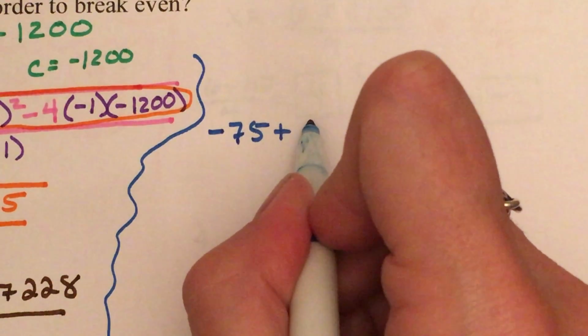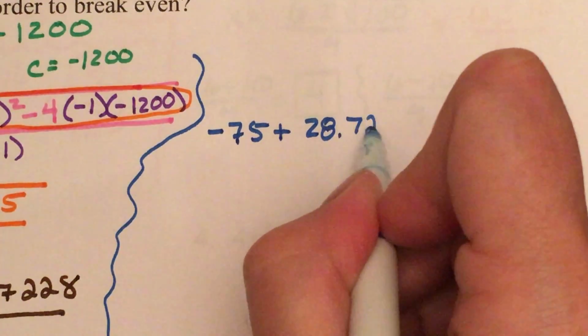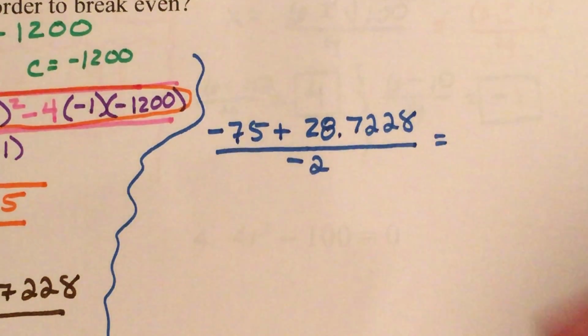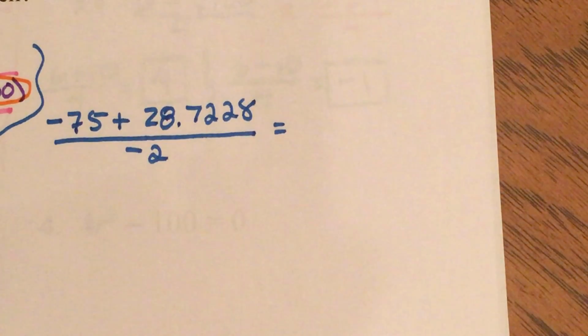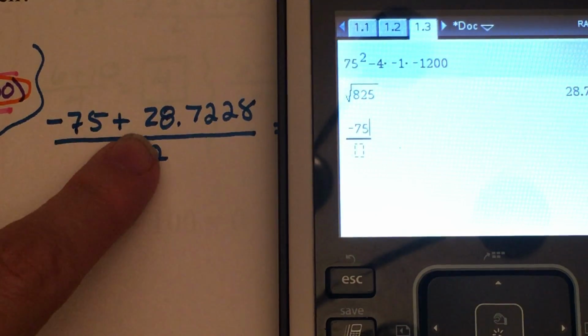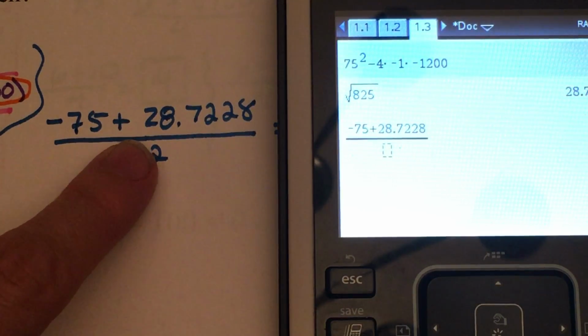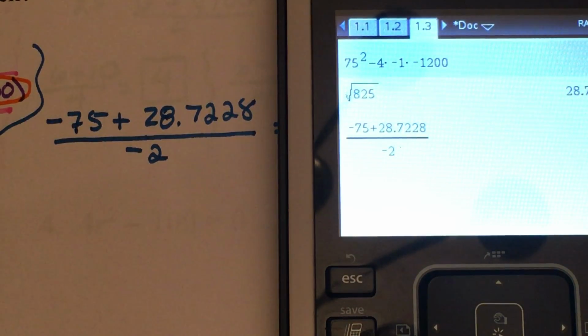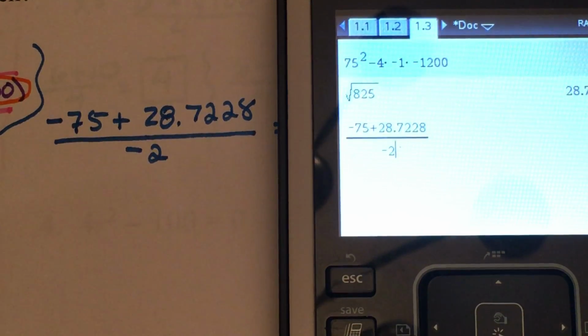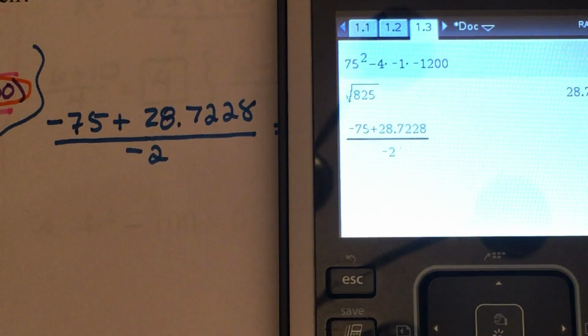-75 plus 28.7228 divided by -2. Let's type that in. I love using this fraction creator in your calculator to help us out. It really helps to avoid issues of order of operations. It helps you to be able to put things exactly where you mean for them to go. Okay, what did you get when you typed this in?